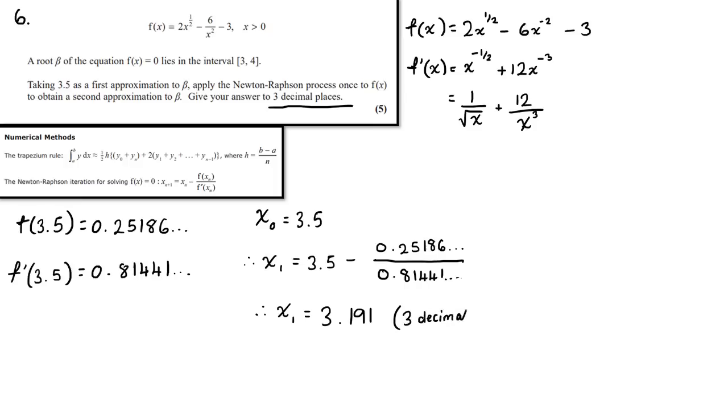So let's just write that down. 3 decimal places. Okay. And there we have it. So that gives us our solution to question 6.